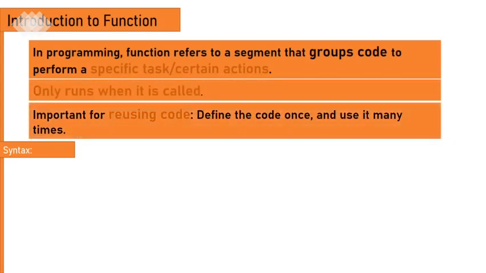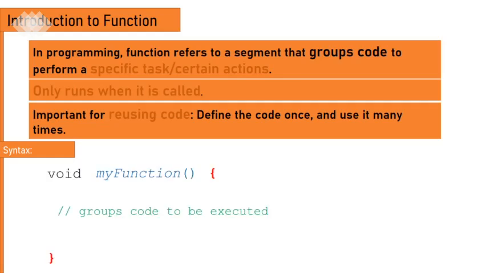Here is the syntax of a function. First, you have to give a name to the function. Giving the name of the function is similar to naming identifiers, where you have to follow the 4 rules in naming identifiers.